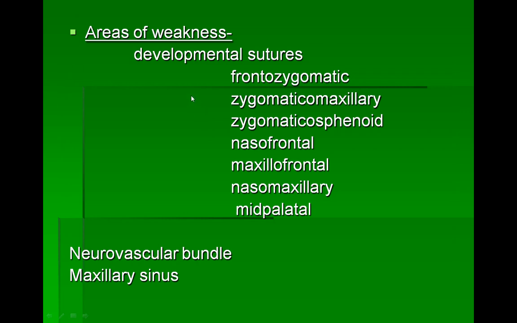Usually the maxilla consists of areas of weakness, like all the sutures: frontozygomatic, zygomatico-maxillary, zygomatico-sphenoid, nasofrontal, maxillofrontal, nasomaxillary, mid-palatine. All these sutures are weak structures, and also the neurovascular bundle as well as the maxillary sinus.